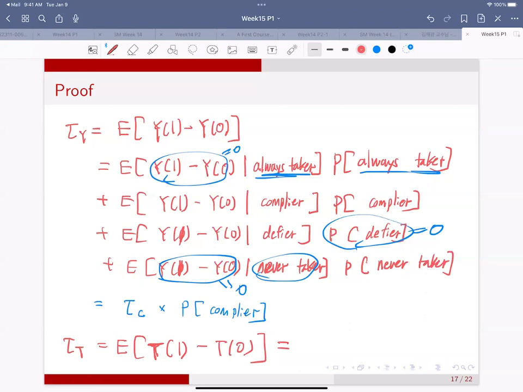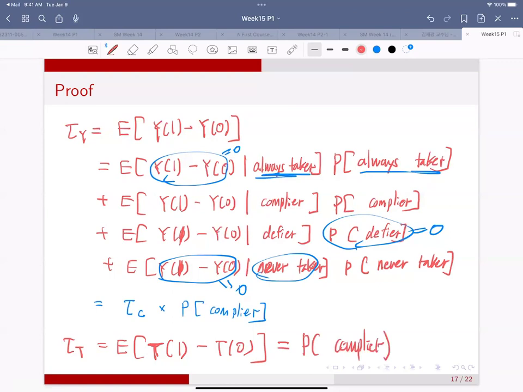And then what is the definition of using? So now let's use the definition. Always taker, right? Always taker means that these two values are all equal to one. One minus one, right? So that's zero. Complier, tau one will be one, tau zero will be zero for compliers. So that means this is actually the property of complier. And the others are all zero.